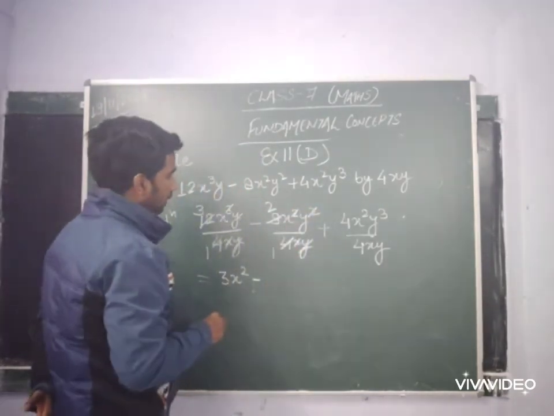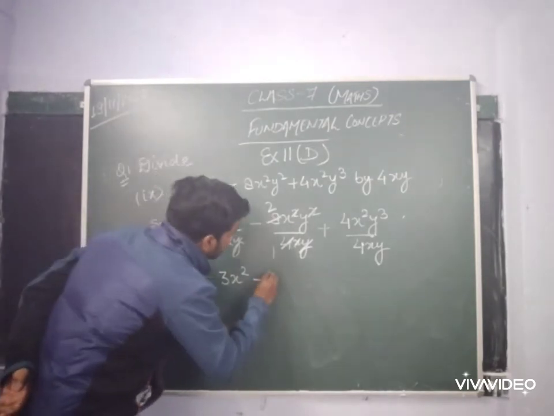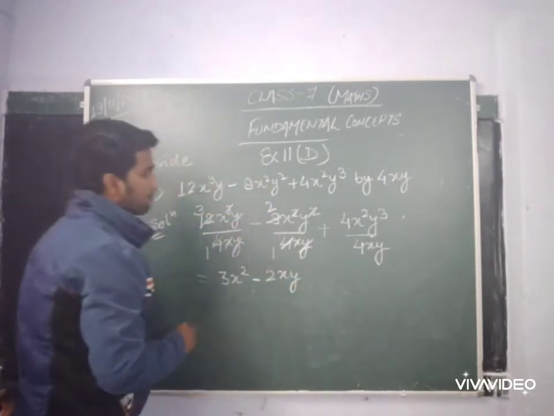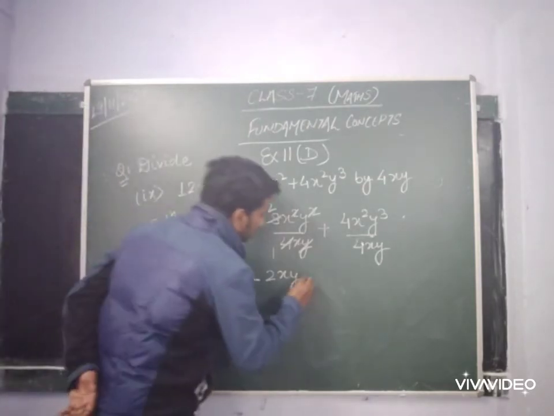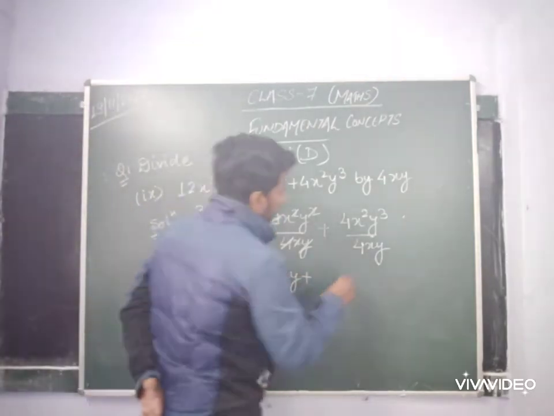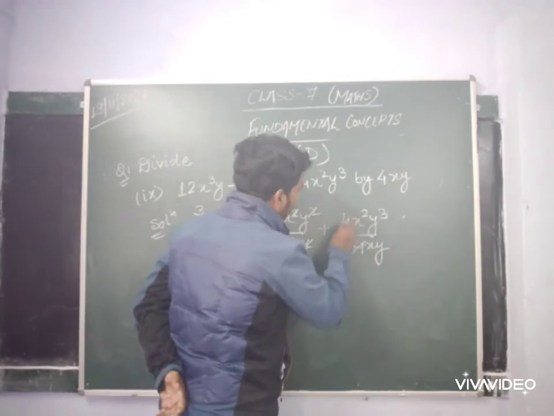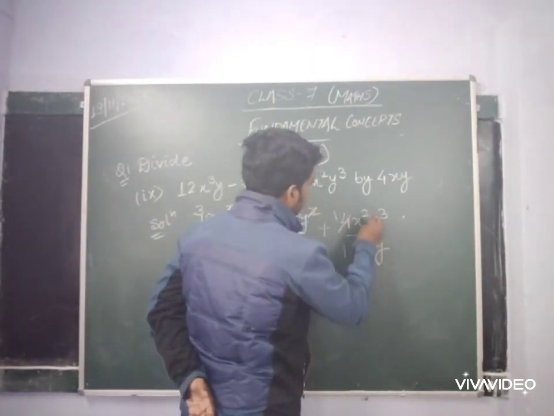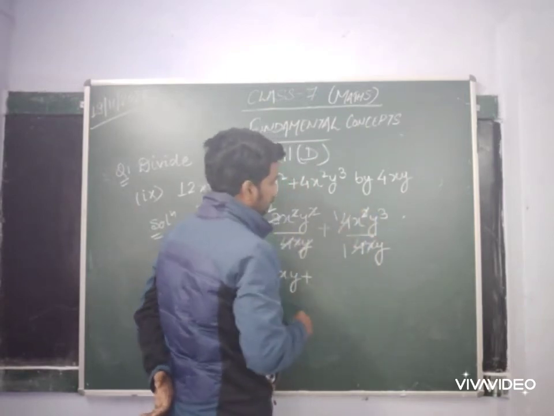So what we have got actually? We have got 2xy. Clear? Now the next part, 4 ones are 4, 4 ones are 4. Okay? X and 1x will be cancelled from here.